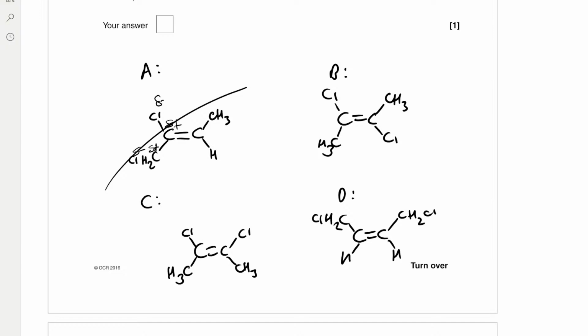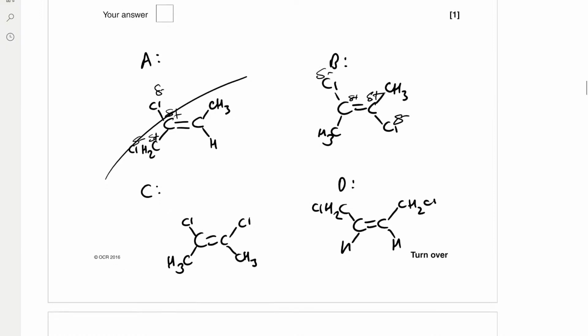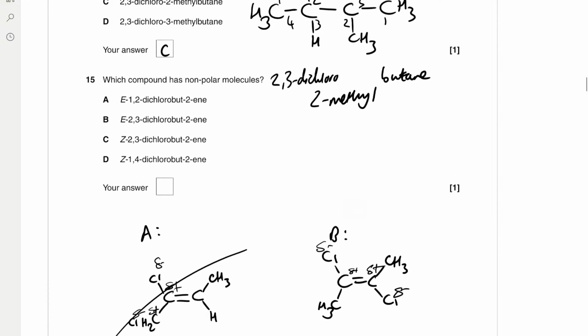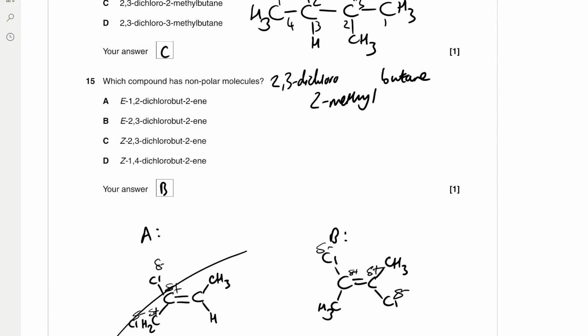These won't oppose because they're on opposite sides of the bond, so they're not going to cancel each other out. And then these two will oppose, so they'll cancel out, it won't be polar. And then these two will oppose as well because they line up with each other, so they'll cancel each other out. So that gives us answer B.